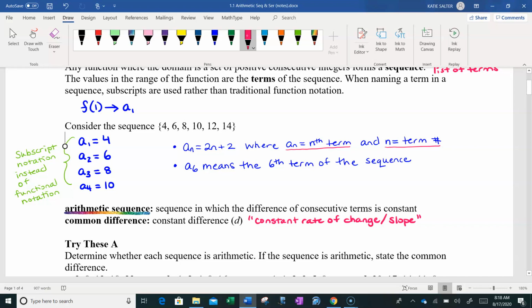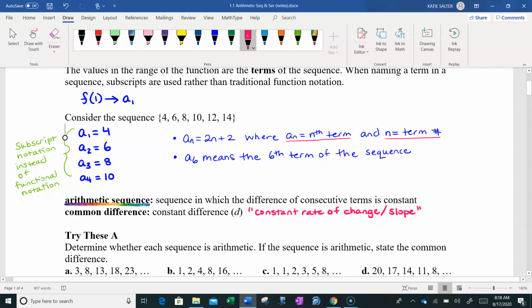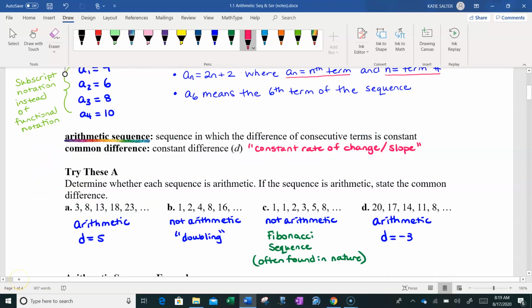All right, so let's look at the Try These A. Determine whether each sequence is arithmetic. If the sequence is arithmetic, state the common difference. So why don't y'all pause the video and try that real quick and then start the video back. Okay, so the first one is arithmetic because we are adding 5 to each term to get the next term. So the common difference is 5.